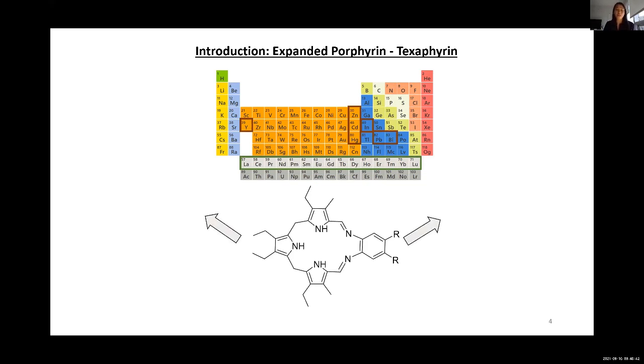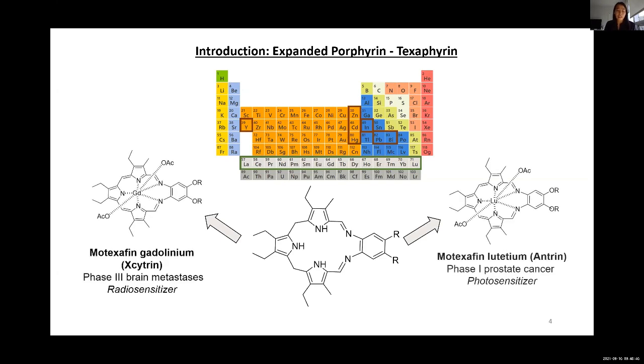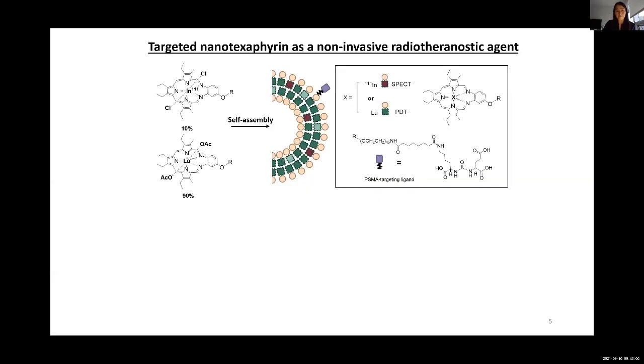And not surprisingly, texaphyrin has been used for biomedical purposes. By chelating different metals, for example, gadolinium, you can introduce new functions to these compounds. For example, it has been investigated as a radiosensitizer. And similarly, by chelating lutetium, you can induce photosensitization in these compounds.